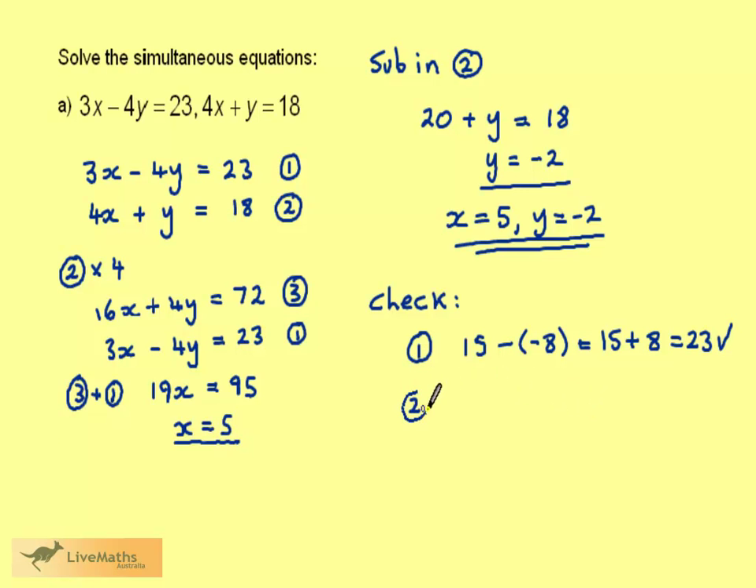Now for number 2, 4 5s are 20 plus minus 2 is 20 take away 2, which is 18, which is also correct.